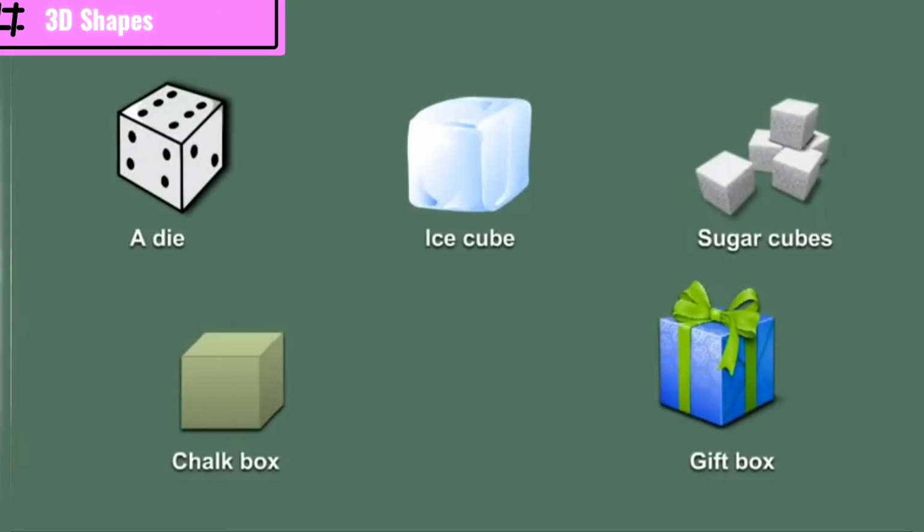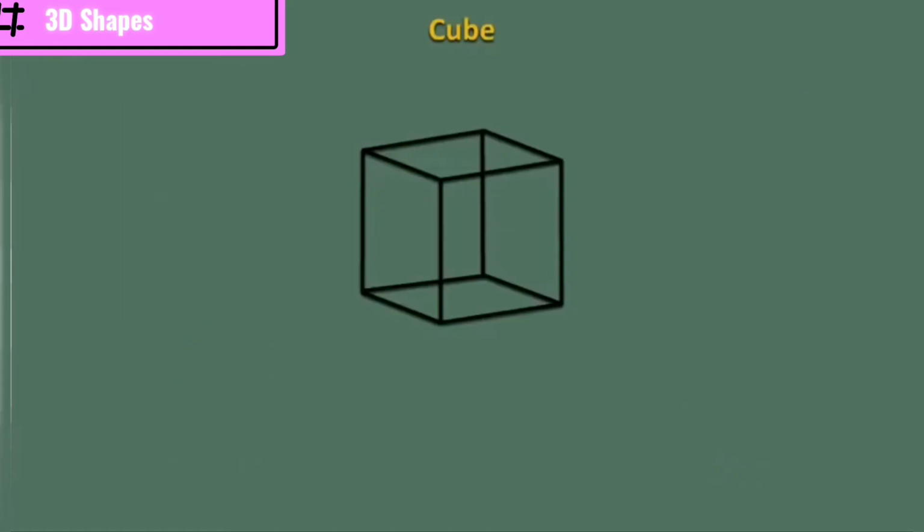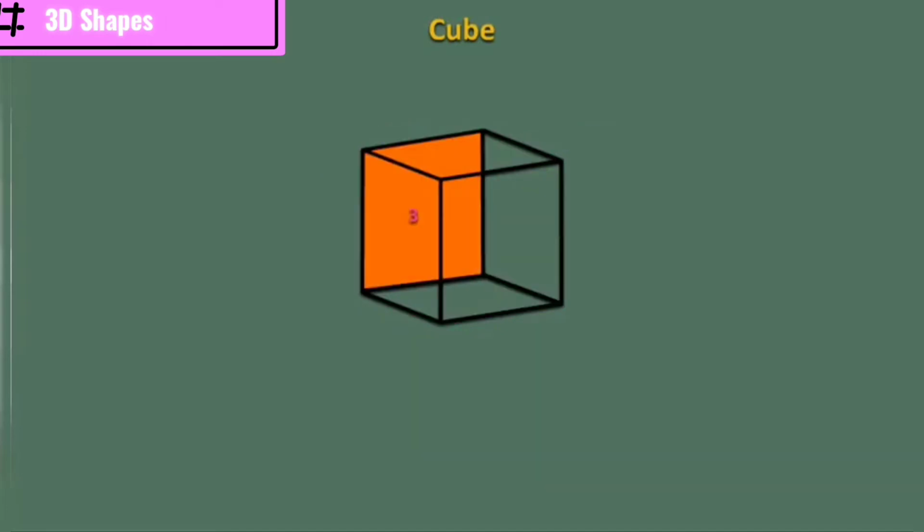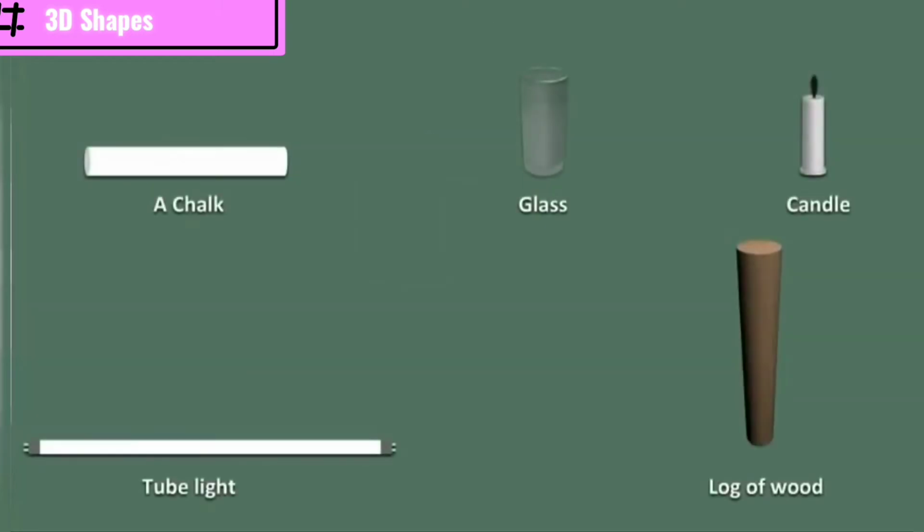Now let's move on. A dice, ice cube, sugar cubes, chalk box, gift box. They are all examples of a new shape. This shape is cube. Now one by one we are going to count different edges, corners and faces of cube. 1, 2, 3, 4, 5, 6, 7, 8, 9, 10, 11, 12. It has 12 edges. 1, 2, 3, 4, 5, 6. 6 faces. So this is a new shape.